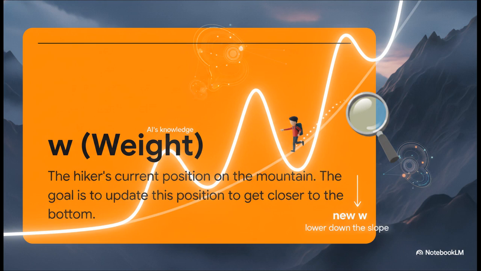All right, first up is W, which stands for weight. Remember those little volume knobs? Well, W is just the current setting of all those knobs. In our hiker metaphor, W is simply the hiker's current position. It's where they are standing right now on that foggy mountain. The entire goal here is to find a new W that is a little bit further downhill.